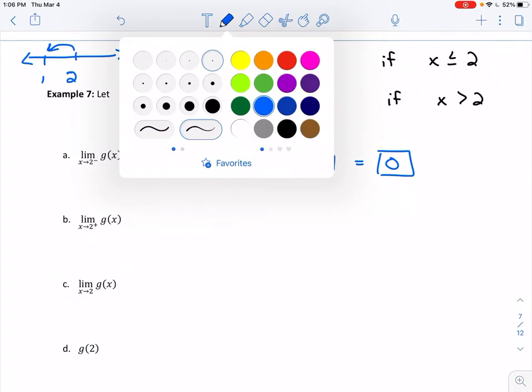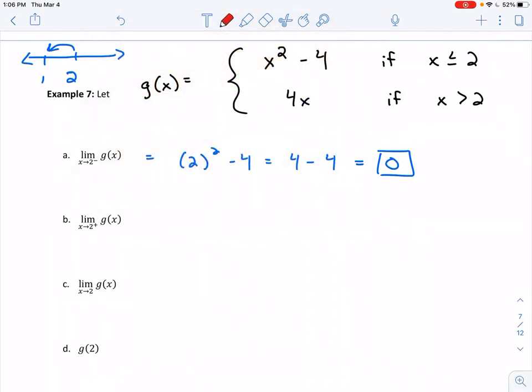The right-hand limit, I want to say, okay, well, what's going on the right-hand side? On the right-hand side, those numbers are all greater than 2. We're talking about this piece right here. So if those numbers are all greater than 2, I'm going to plug 2 into 4x this time. So here, 4 times 2, that just gives me 8. So the left-hand limit is 0. The right-hand limit is 8.